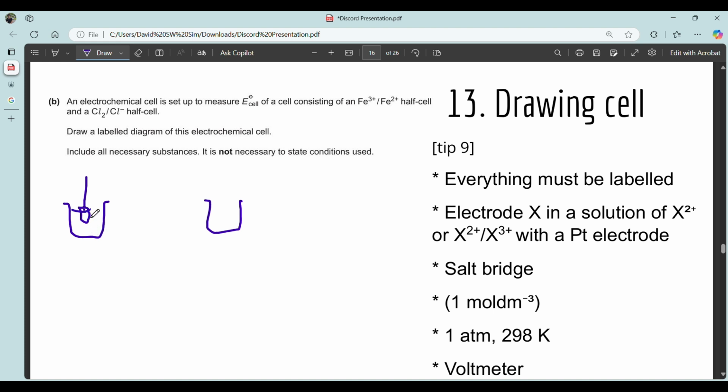Both of these are solutions. We have Fe3+ solution and Fe2+ solution, both at 1 mole per decimeter cube. And we add a platinum electrode. So on the other side, we have chlorine to chloride.